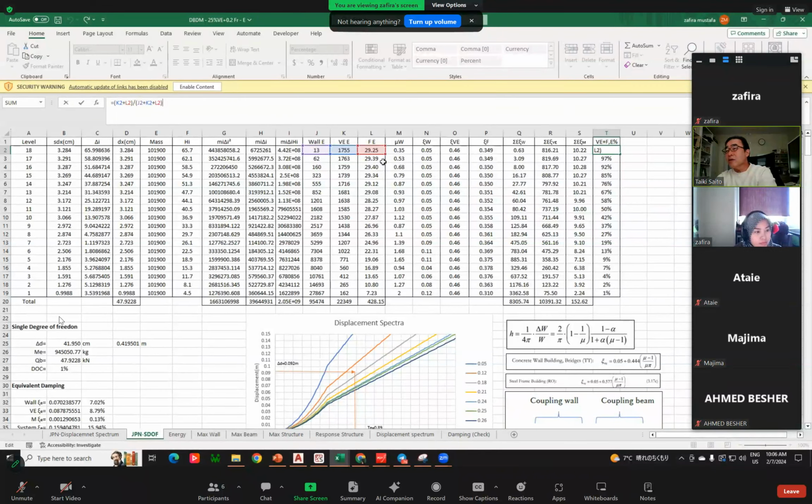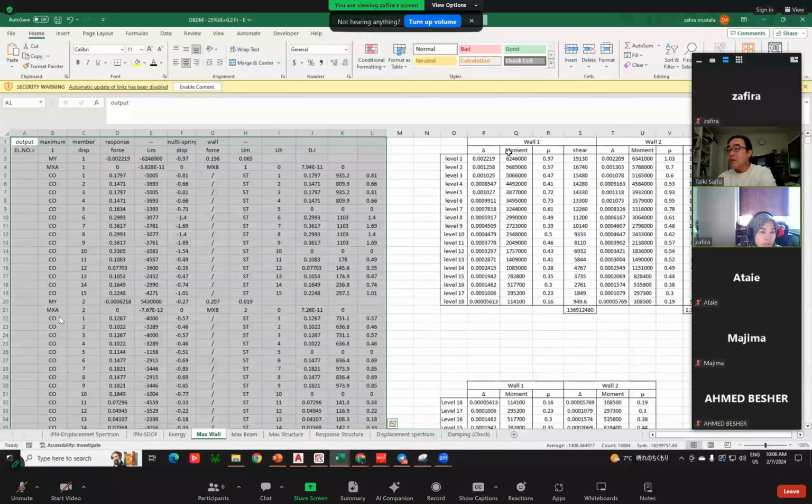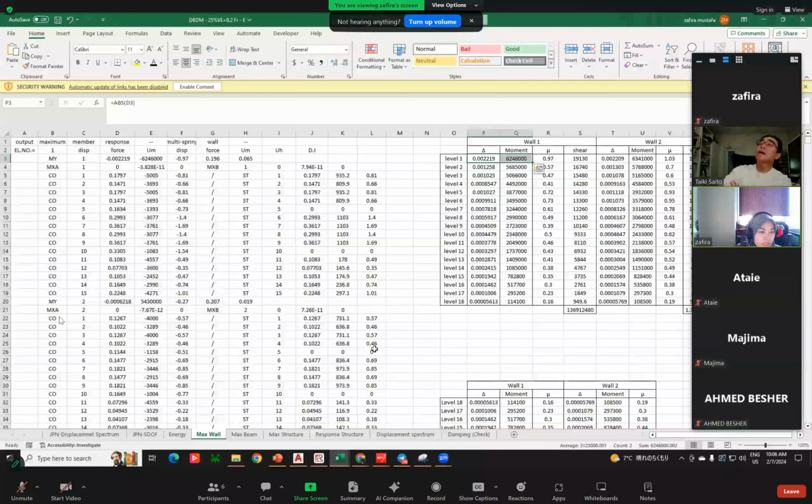How do you calculate the energy of the wall? The wall energy is based on moment and the rotation of the wall. Like this: you multiply the moment and the rotation, and we get energy.